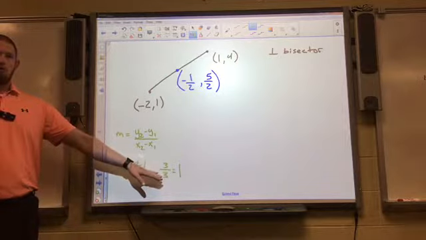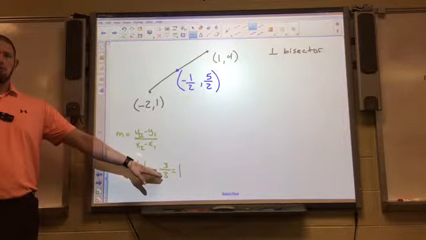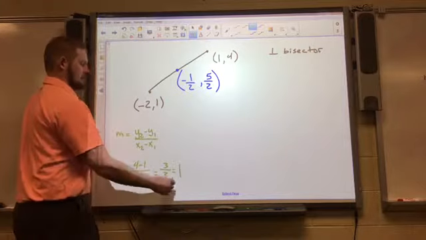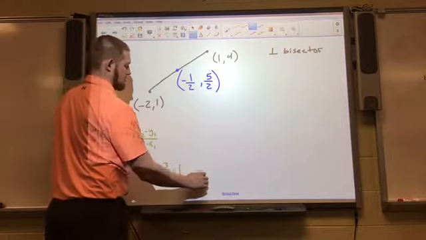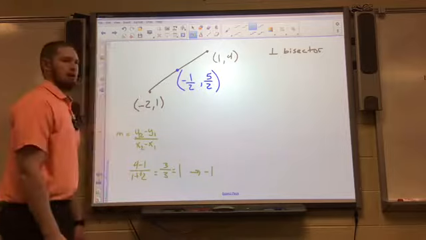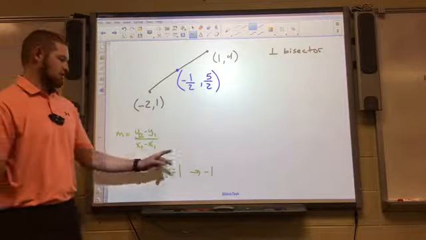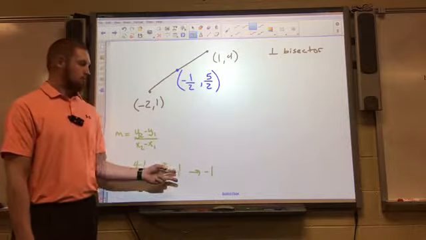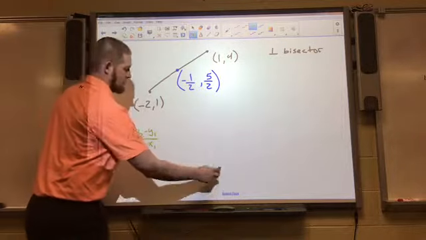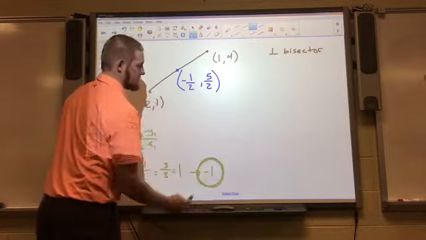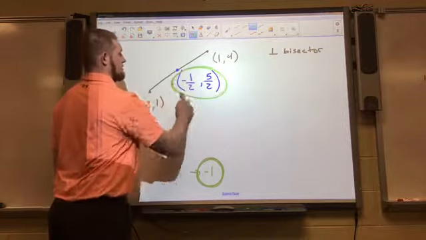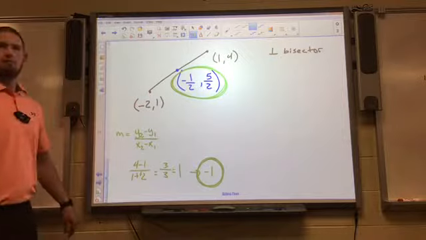So is that the slope I'm going to use though? No, what slope am I going to use? The opposite reciprocal, which in this case just happens to be negative 1. Okay, remember opposite reciprocal, you need to change the sign and flip the fraction. Okay, so I want to use this slope and I want to use this point, right?